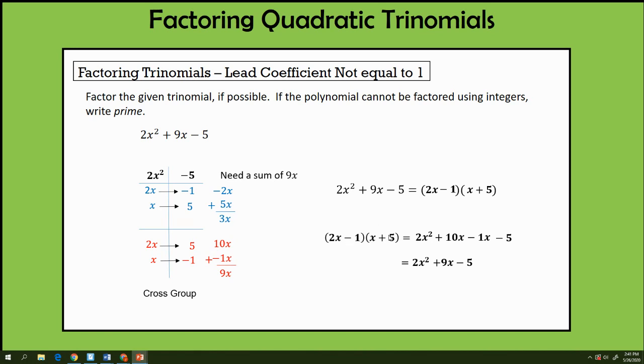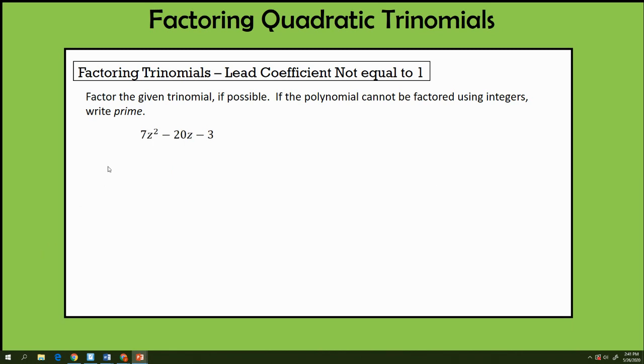2x minus 1 times x plus 5. So you got to remember to cross group. We'll do some more of these here.